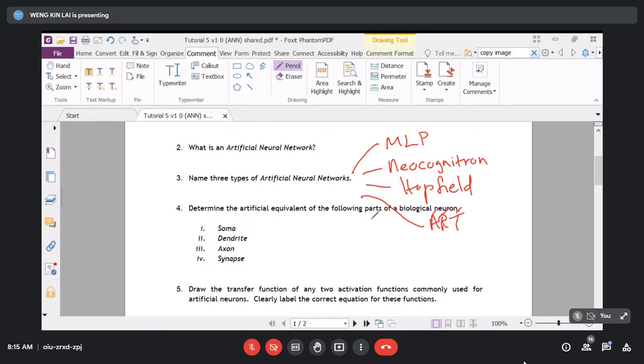Then there's one more by this, what's her name? I can't remember the name of it. Never mind, we'll look for it. There are, of course, others. So these are some of the common types of artificial neural networks.